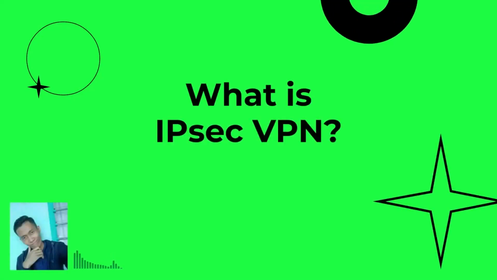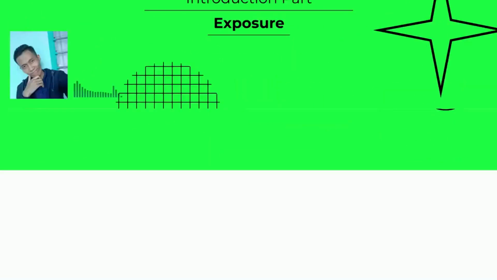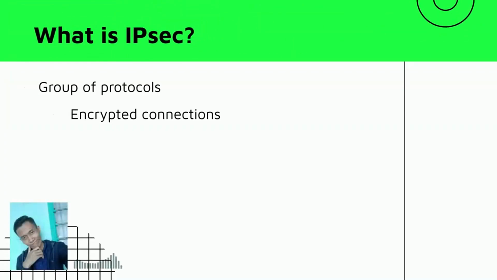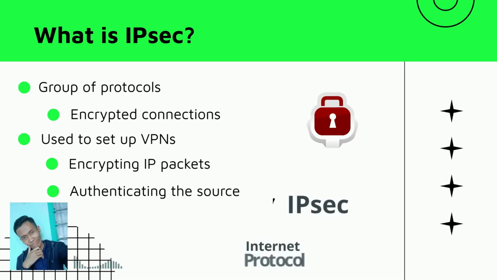Before going any further, we first need to understand what is IPSec VPN. IPSec is a group of protocols that are used together to set up encrypted connections between devices. It helps keep data sent over public networks secure. IPSec is often used to set up VPNs, and it works by encrypting IP packets along with authenticating the source where the packets came from. IP stands for Internet Protocol, and SEC stands for Secure.